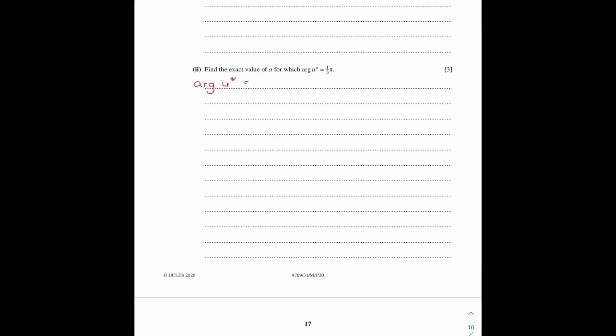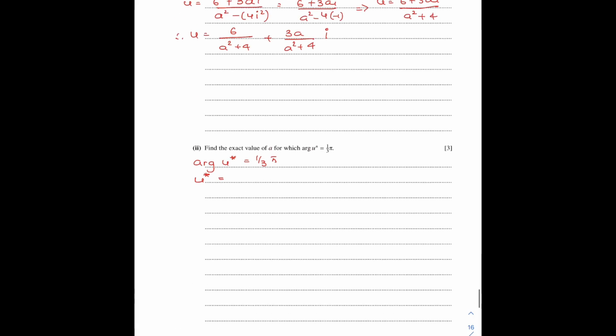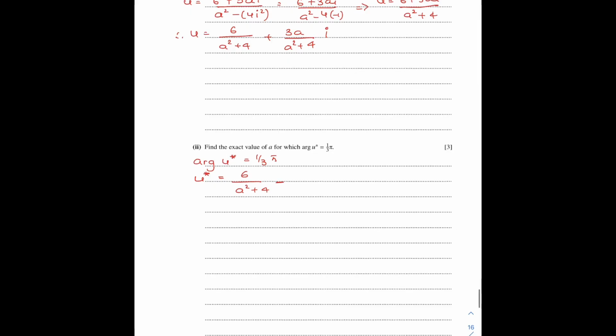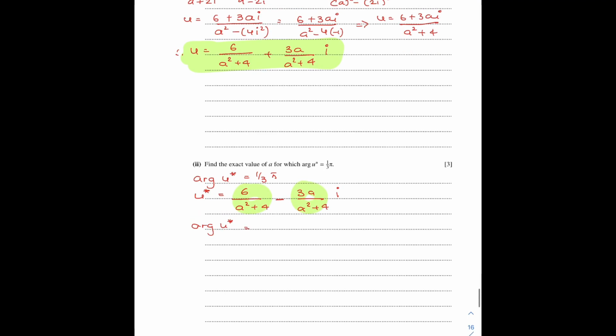All right, let's try the next one. Find the exact value of a for which the argument of u star is 1 over 3 pi. So the argument of u star is 1 over 3 pi. u star, from the previous part, is 6 over (a squared plus 4), and since the imaginary part of u is positive, u star will have negative 3a over (a squared plus 4). That's the complex conjugate of u.